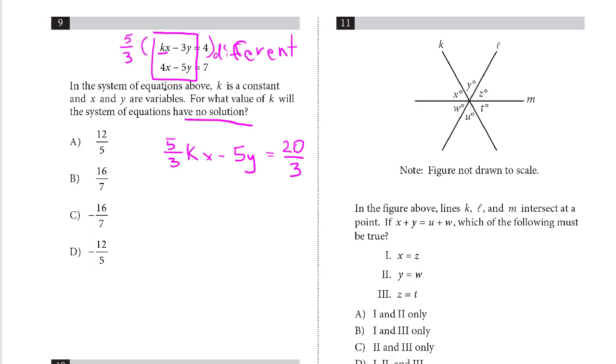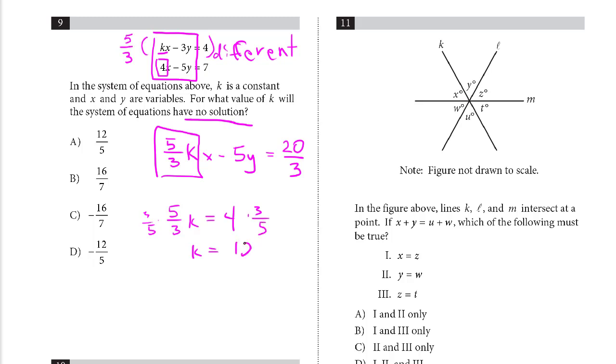I want to set 5/3 k, this coefficient of x, equal to this coefficient of x, 4, just like the minus 5y's match, such that the left side is exactly the same for both equations. Okay, so that means 5/3 k equals 4. I'm setting the coefficients of x equal to each other. Solve for k. k equals, multiplying by the reciprocal on both sides, 3/5.